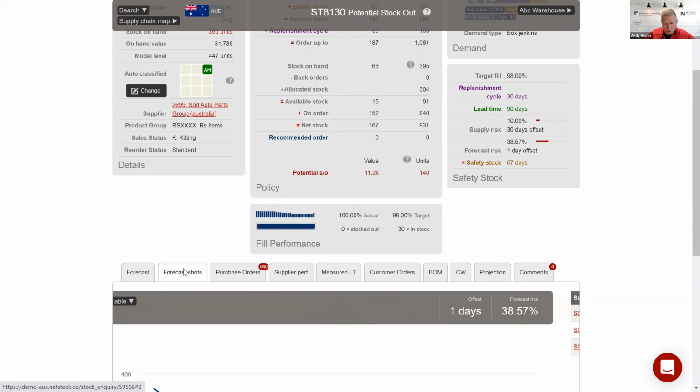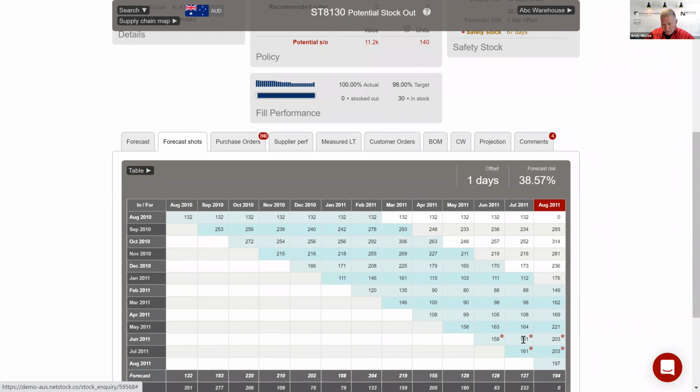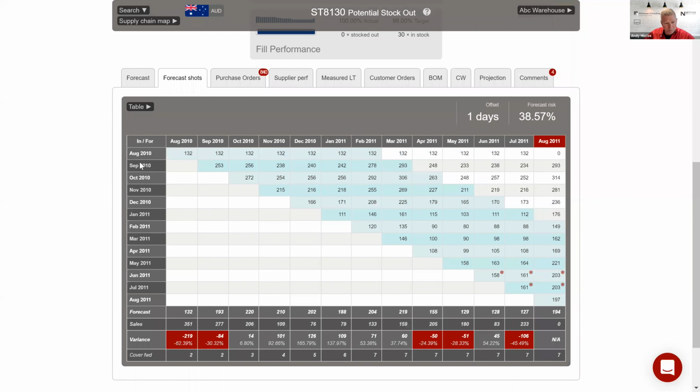What about the forecasting? You can see a very big band of variance. And if we have a look here, we can see over the last period, we manually overwrote the forecast, and we didn't do such a good job because we missed out quite badly over the last number of periods.